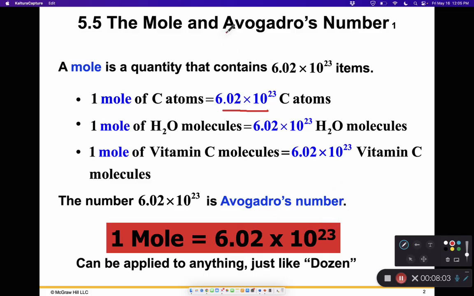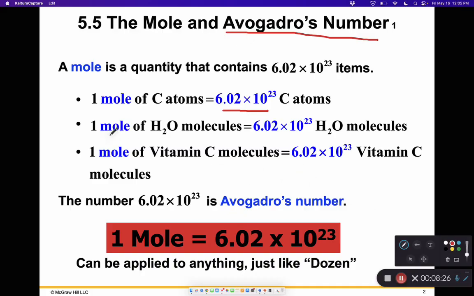This huge number is known as Avogadro's number. This is 6.02 times 10 to the power 23. You want to memorize this number. It might be there in the formula sheet, but it's better to memorize it because we are using it so much again and again, it might become second nature to you.